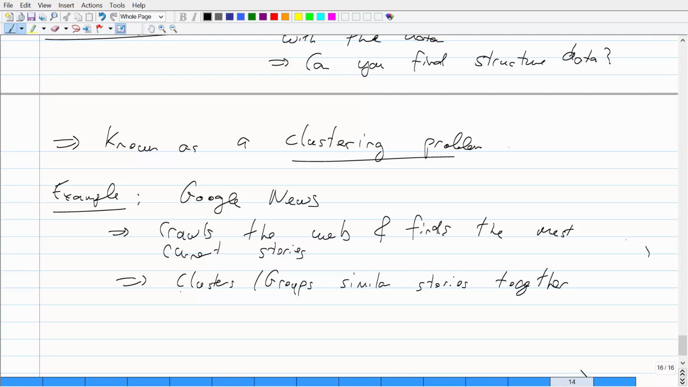Similar stories together so that you don't have to go and search for them yourself, which is nice. Because if you want to see a different perspective of the story by different news providers, you don't have to remember what all the news sources are. You can just go to Google News and click on each of the links that are related to that particular article you want to look at. So that you don't have to search the web yourself.